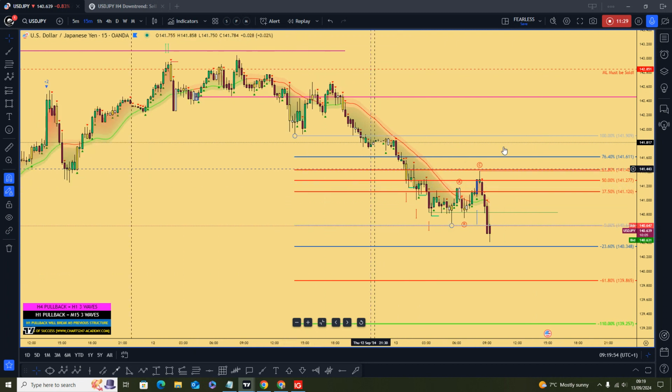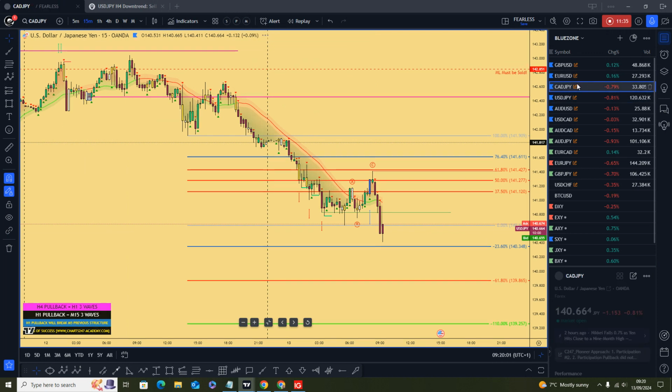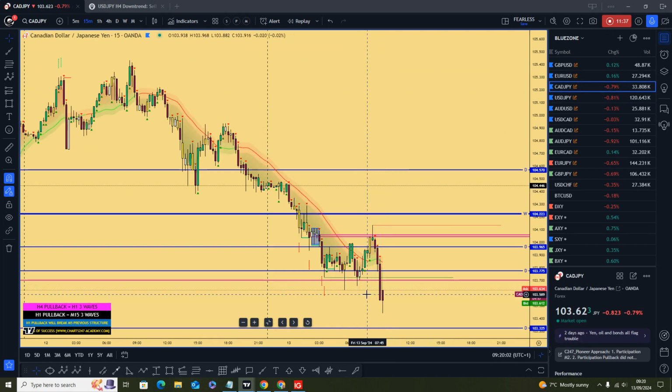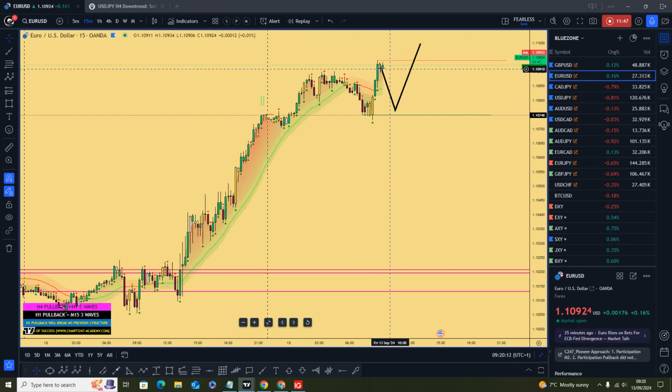The similar picture is there in the Canadian dollar Japanese yen. You can see what we are talking about here. This one we traded yesterday as well, and the pound yen as well. So the euro US dollar, the picture here is very clear to us. We can wait for this high to act accordingly.